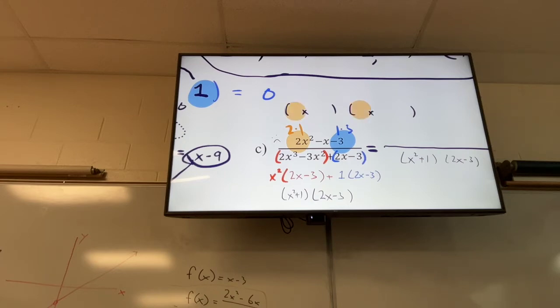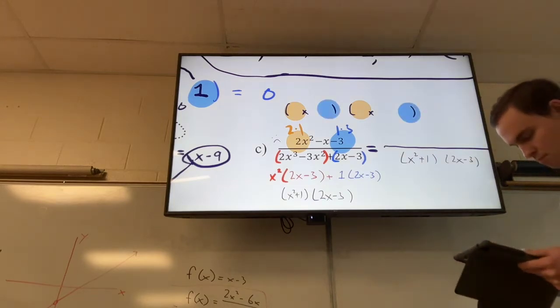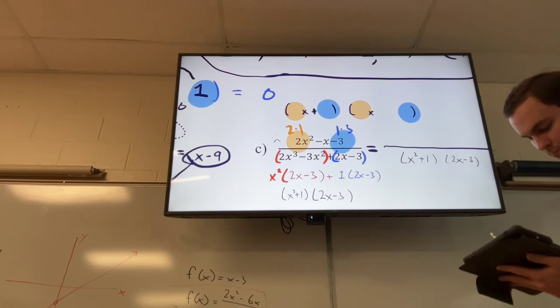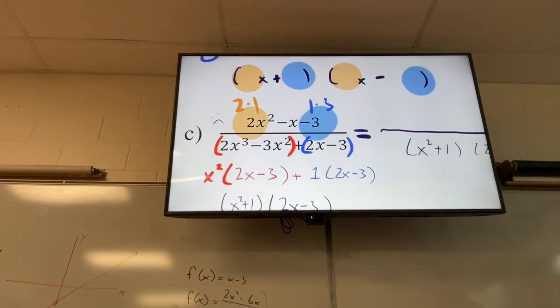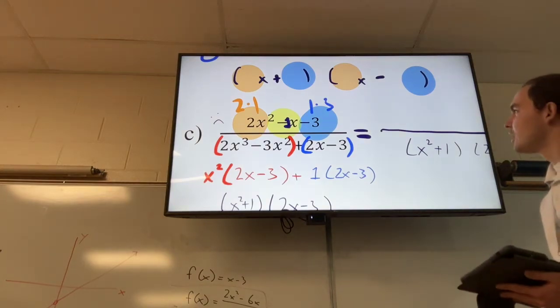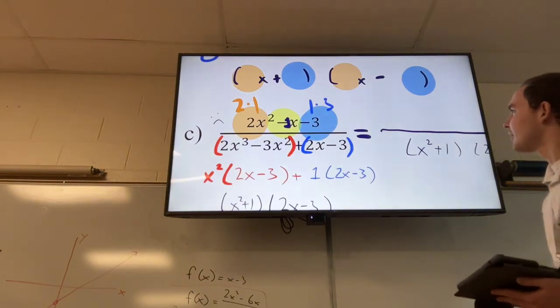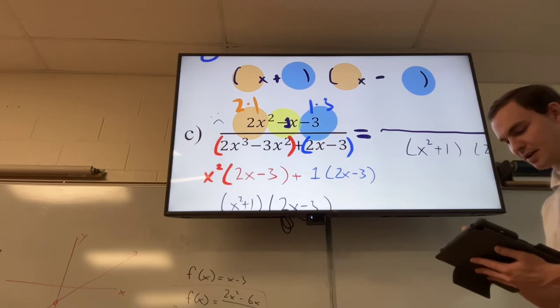What are my signs going to be? Plus and minus. Yep. So I want the difference of my outer and inner to be equal to that middle term, the minus 1 in the middle. Right, there's technically a minus 1 there. Okay. So that pair doesn't work. So I need to flip the second pair.